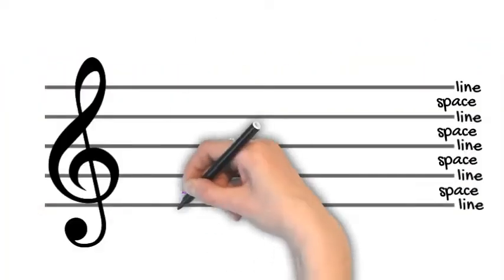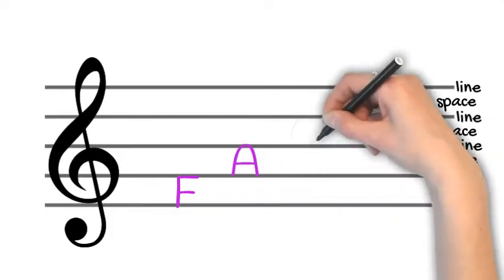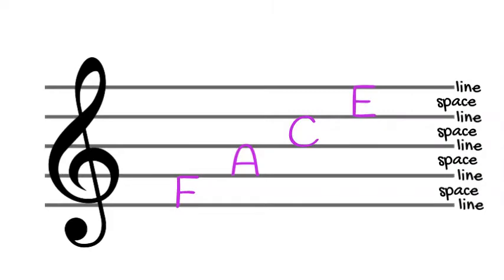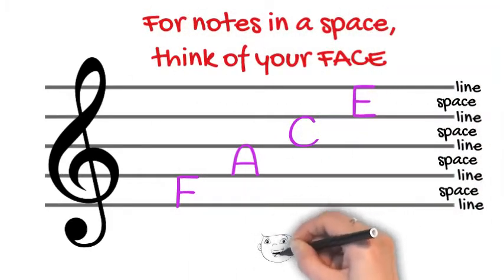Now let's look at the spaces. The bottom space is F. The next is A, then C, and then E. Now this one's easy to remember. For notes in a space, think of your face.